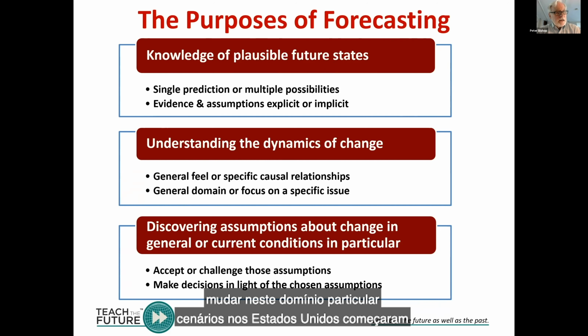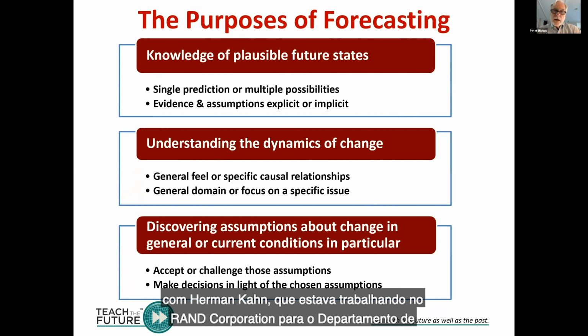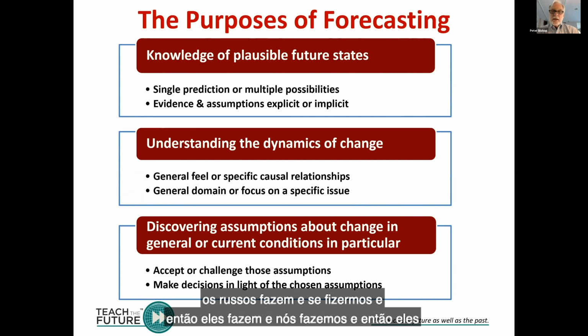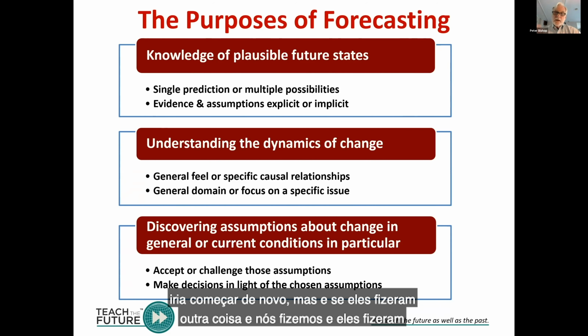Scenarios in the United States began with Herman Kahn, who was working at the Rand Corporation for the Department of Defense in the 1950s. And they were doing scenarios of nuclear war. Well, what if the Russians do, and what if we do, and then they do, and we do, and then they would start over. Well, what if they did something else, and we did, and they did? They weren't saying this is what's going to happen. They were saying, let's practice. Let's play like we're in the future, and we get the understanding of the dynamics of change.